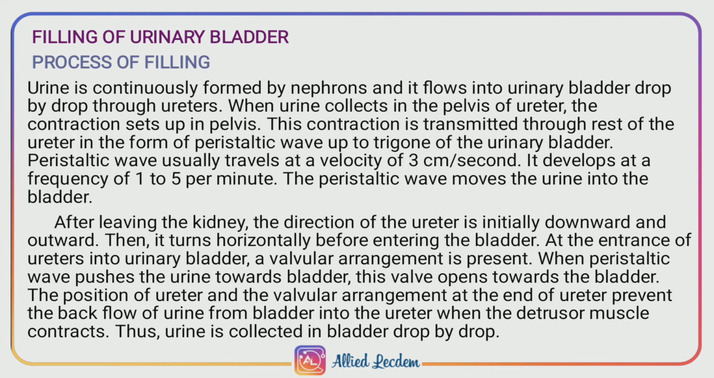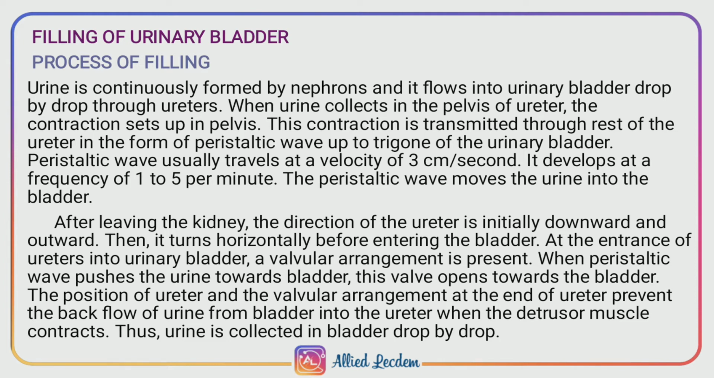Process of filling the urinary bladder. Urine is continuously formed by nephrons and it flows into the urinary bladder through ureters. When urine collects in the pelvis of the ureter, a contraction sets up in the pelvis. This contraction is transmitted through the rest of the ureter in the form of a peristaltic wave to the urinary bladder.